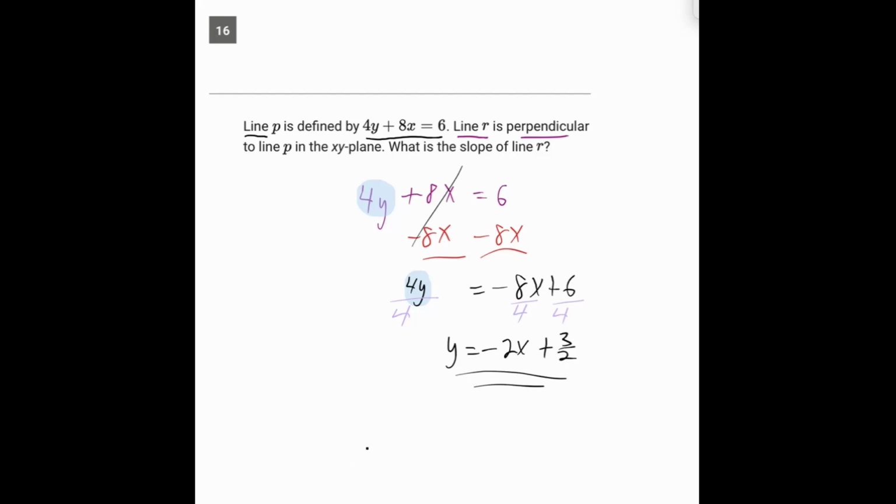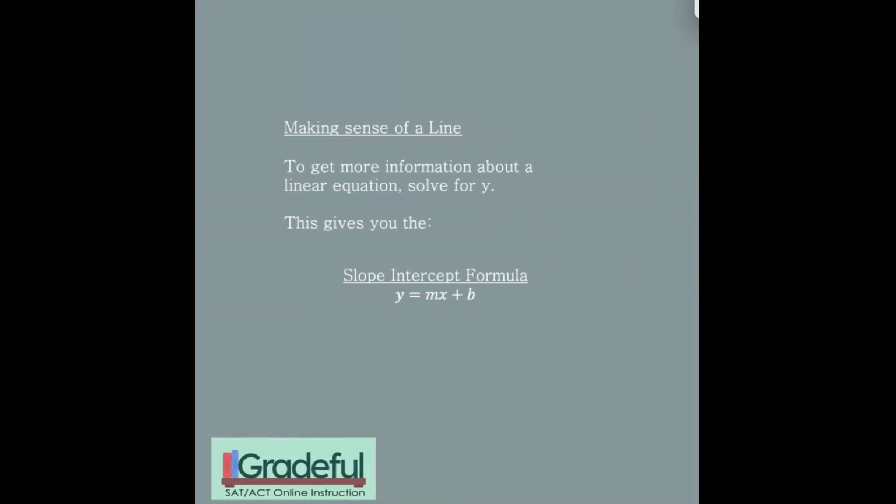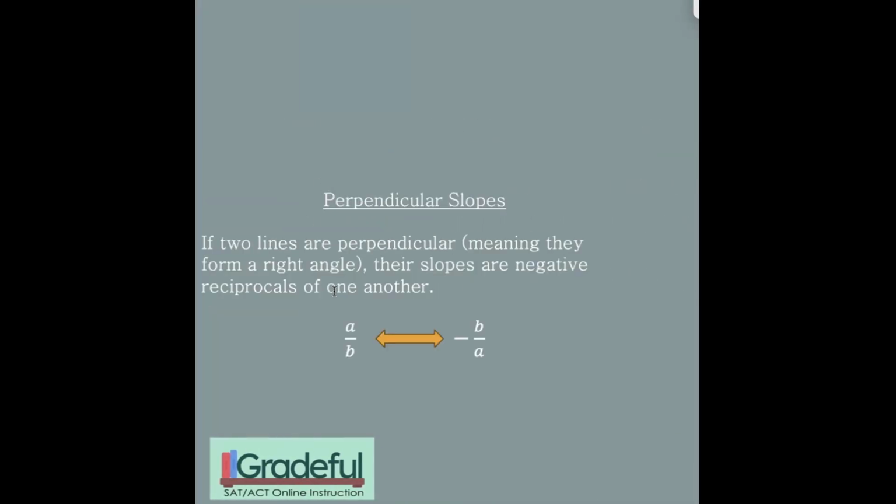And we've moved this into the slope-intercept formula where we can see that that's the slope and that is the y-intercept. So right now, this is the slope for line P, it's negative 2 or negative 2 over 1 because any number is itself over 1. Now, getting into perpendicular slopes are negative reciprocals of one another.